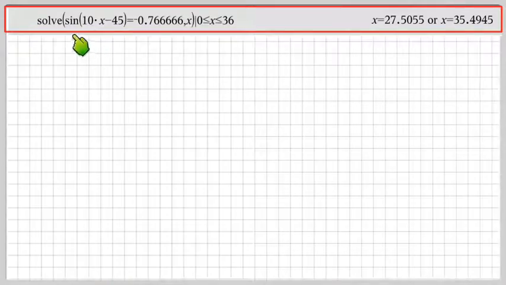There it is. Solve sine of 10. I've used x minus 45 equals minus 0.76 repeating, where x goes from 0 to 36. Now that just obligingly came out with two values: two times at which she's passed the access platform in the first period of the first 36 seconds.